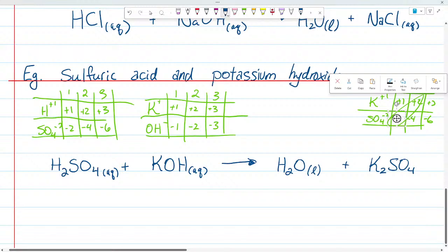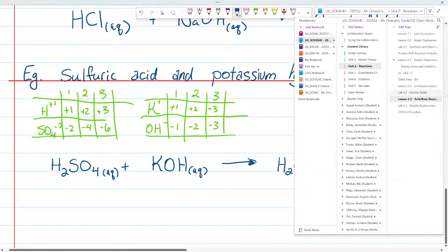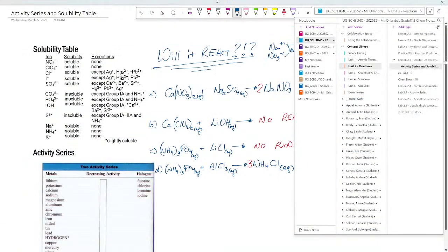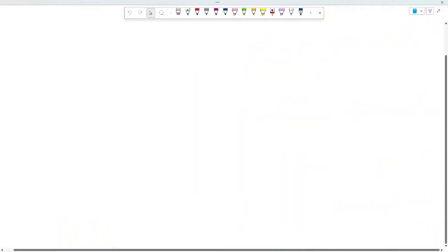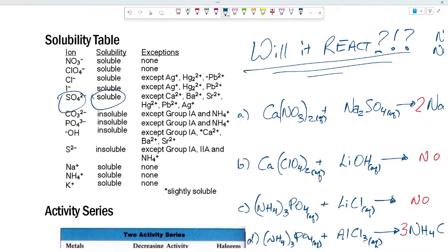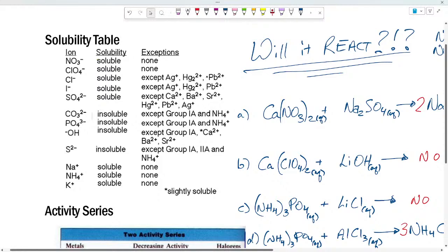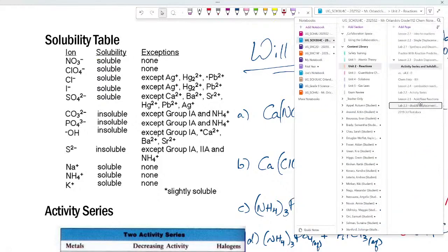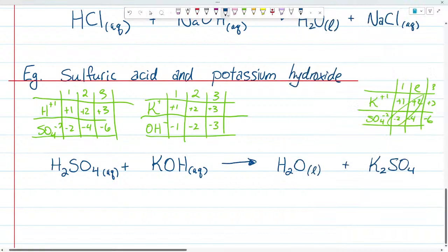potassium sulfate. Will that be aqueous or solid? Not that it really matters, but we could look it up, right? We could go check our little solubility table, and it would tell us that sulfates, as a rule, are soluble, and the only exceptions are calcium, barium, strontium, mercury, lead, and silver. And since we're not making one of those, our product should be soluble. Whoa. And then, of course, water is a liquid, right?